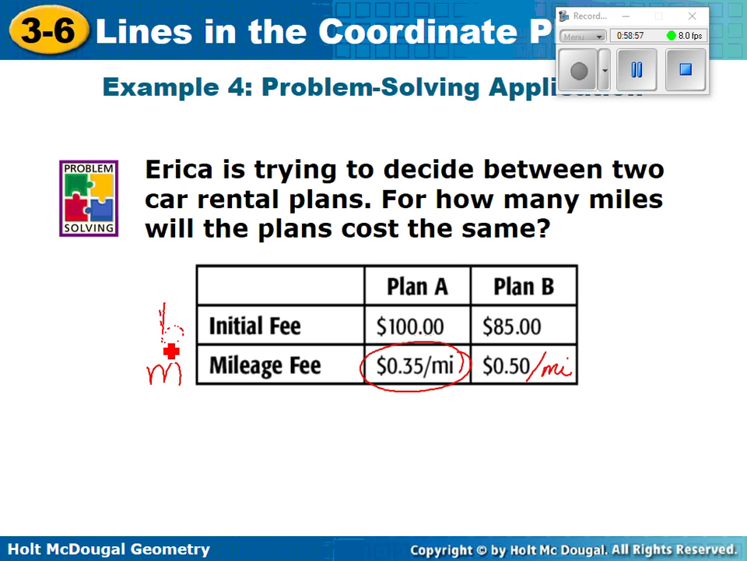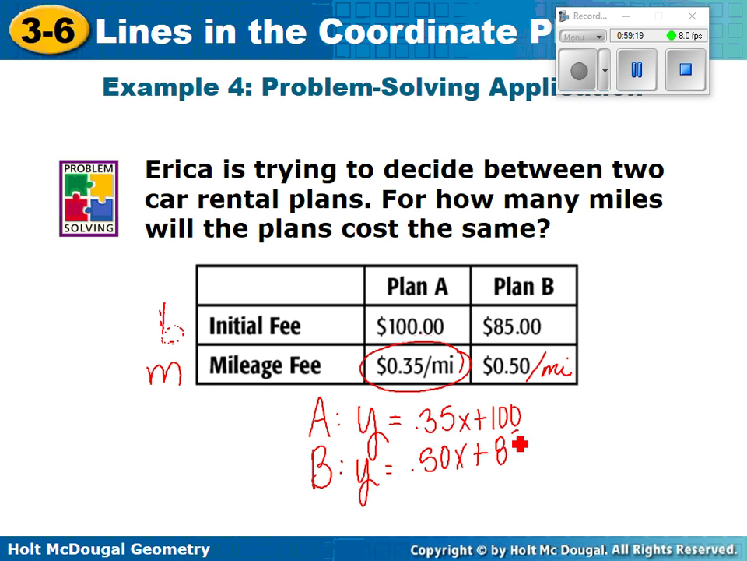Okay, so let's write an equation for plan A. So plan A would have the equation y equals what? Okay, 0.35x plus 100. Now let's go to plan B. What would our equation be? 0.5x plus 85. Stop me right now if you do not understand where those equations came from.